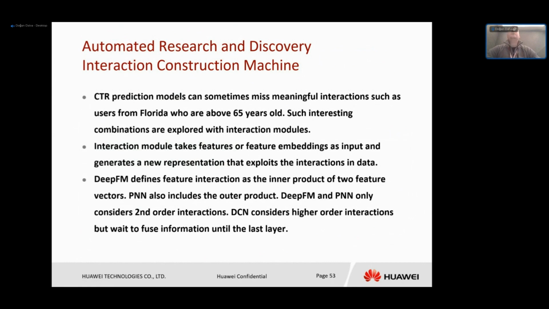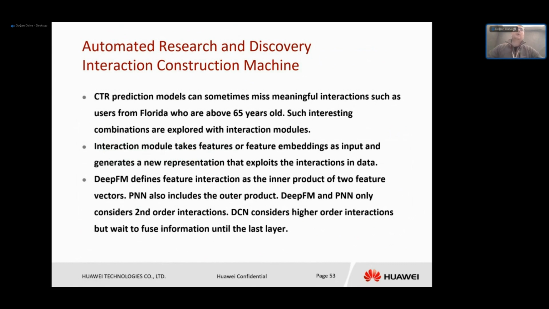So we have hundreds of different models. Each is using different types of interactions, and some are better in some datasets and some are better in another dataset. For instance, DeepFM takes the inner product of two feature vectors, and PNN uses the outer product, and they both consider only second order interactions, but the DCN model uses higher order interactions as well. But it takes years to develop these models, and various experiments are required to develop them.